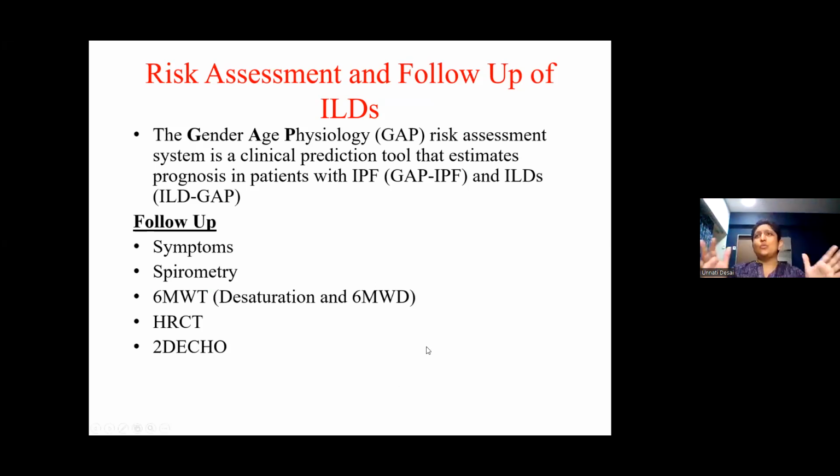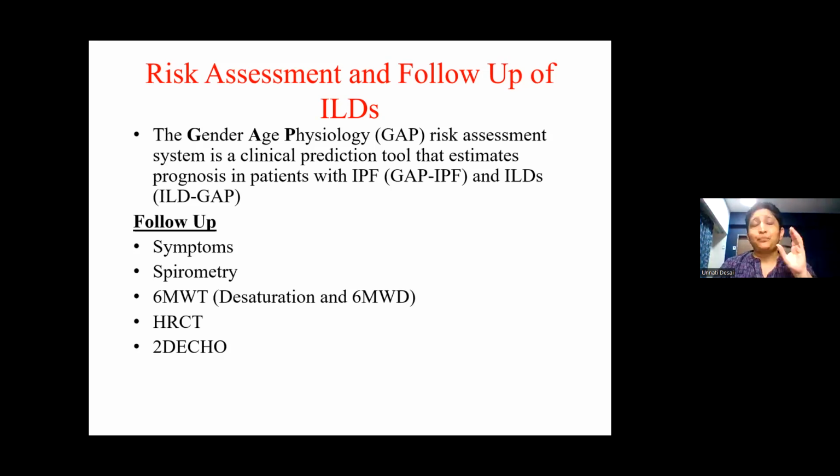There are so many tools, if you go to MDCalc or the calculators we have, you have the GAP IPF, GAP ILD, but let me tell you, no calculator is accurate. These are all percentages. You need to tell the patient what is good with you, what the problems are, and what best can be done for these problems.